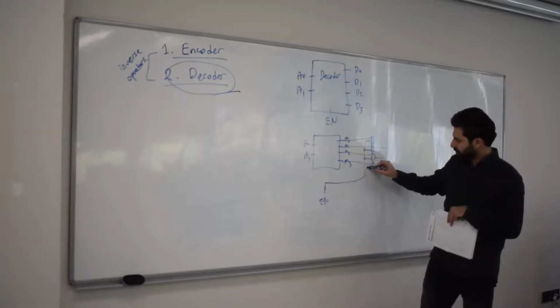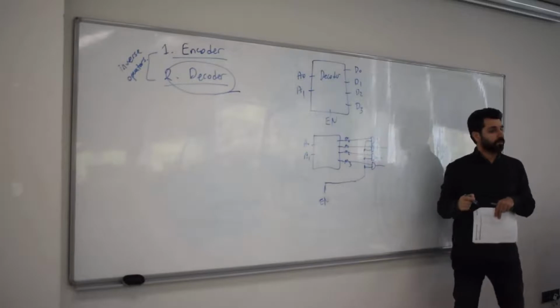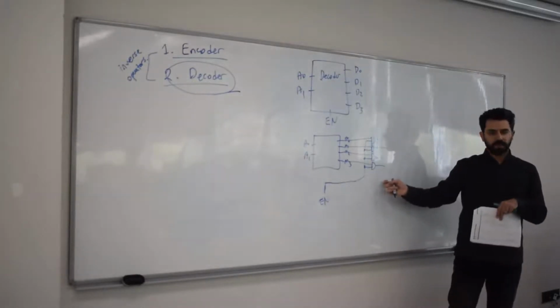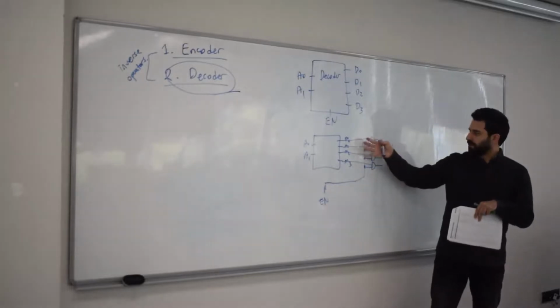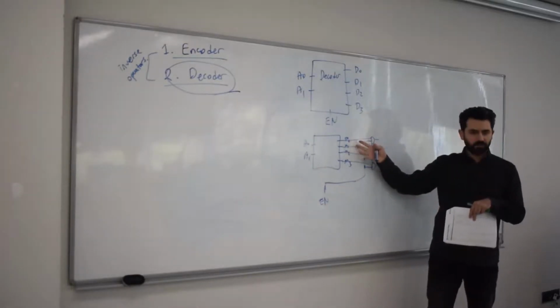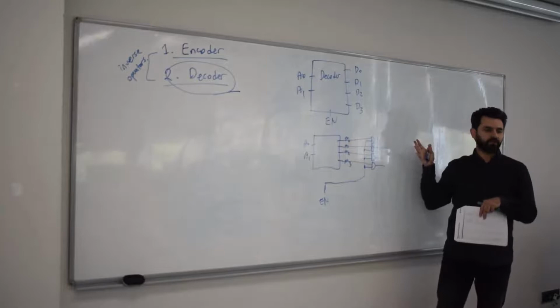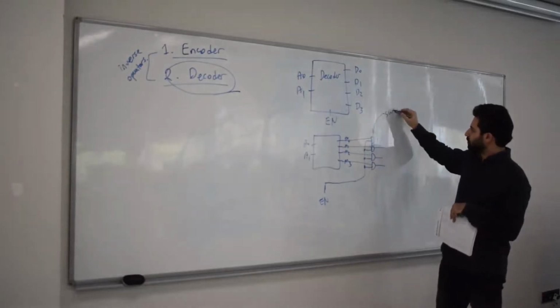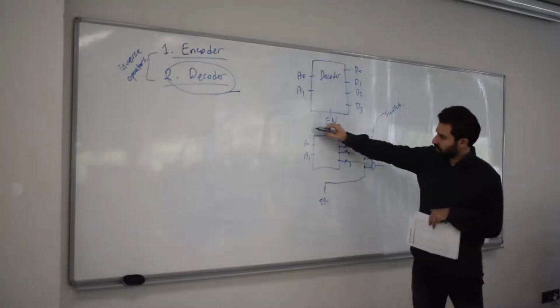Okay? It's that simple. Because whenever enable is 0, all of them would be 0. If enable is 1, then whatever these outputs are, they're going to be passing through. So this is like a switch, right? Like a switch. So this is our design here.